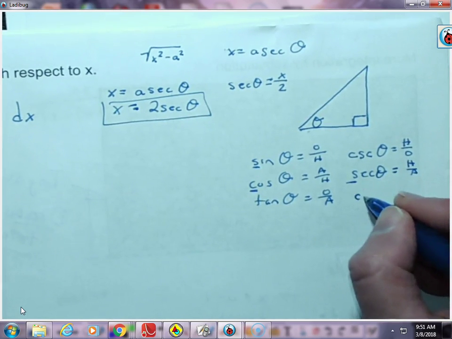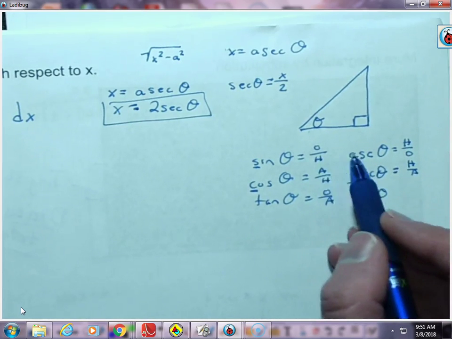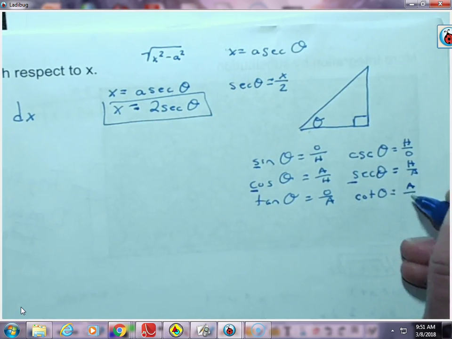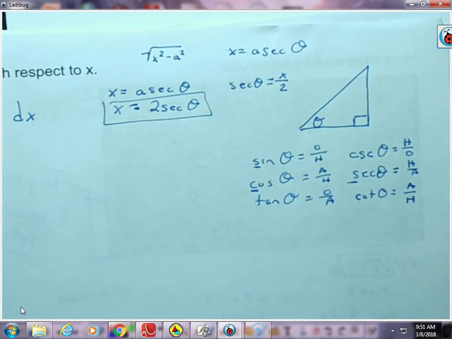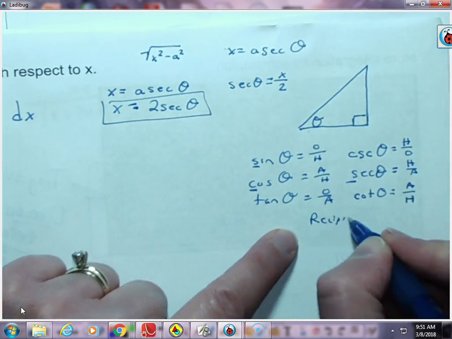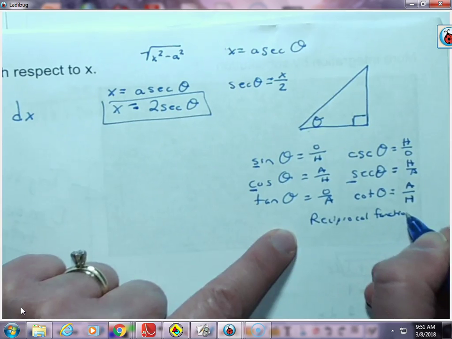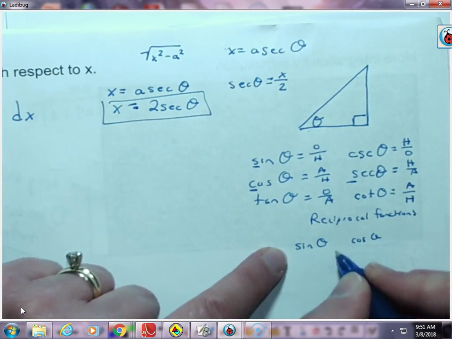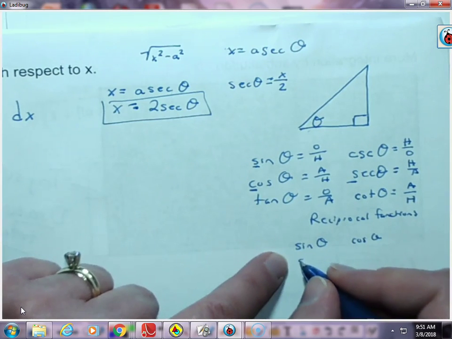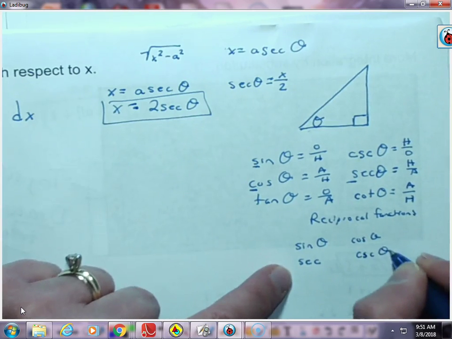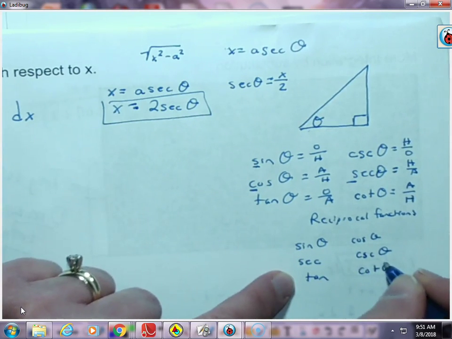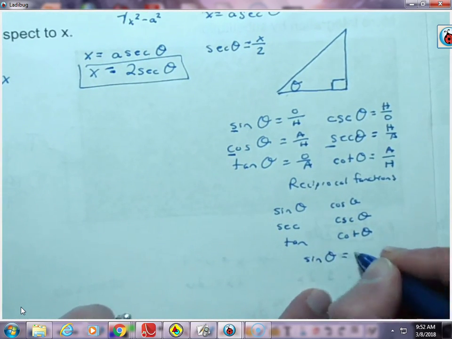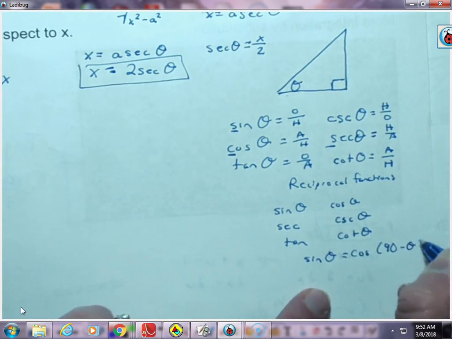And nobody's going to mix up tangent and cotangent. What they get mixed up is whether cosecant goes with sine or cosine. And the co-functions are a different thing. So these are called reciprocal functions. And when you get all crazy with why they have all these names, if you have sine and cosine, those are co-functions. So secant and cosecant are co-functions. Tangent and cotangent are co-functions. And the co-functions, it's like the sine of theta is equal to the cosine of 90 minus theta.